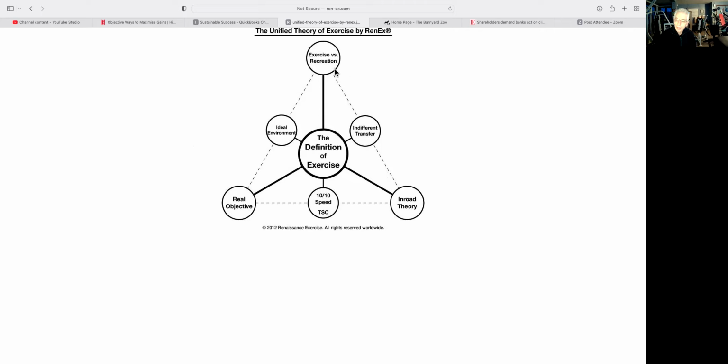I've already had a couple on exercise versus recreation, and I'm going to start probably the next time by giving you a definition of what a typical workout looks like, so that you can get an idea of how that typical workout fits all these various parts.